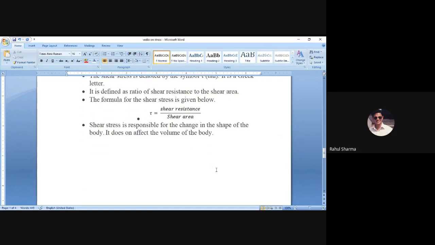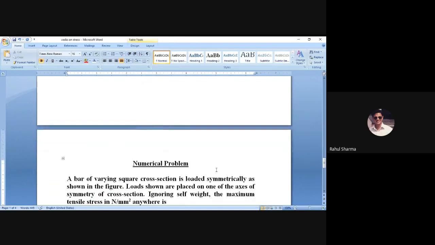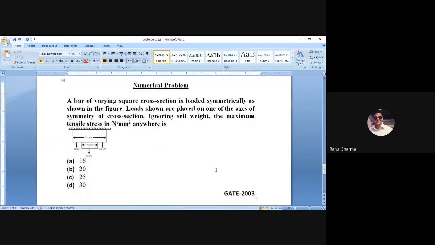Now let's solve a small numerical problem that was asked in your GATE examination 2003. Right, so let's understand this problem. A bar of varying cross-sectional area is loaded asymmetrically as shown in the figure. This is your diagram. Loads shown are placed on one of the axes of symmetry of cross-section, ignoring the self-weight. This means these two bars are not having any weight. We have to ignore this weight.